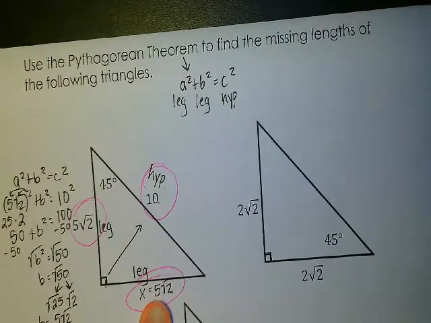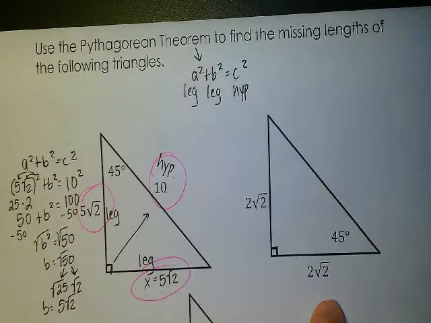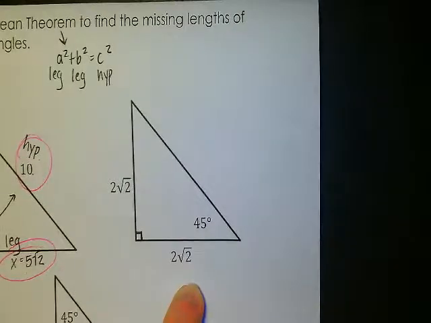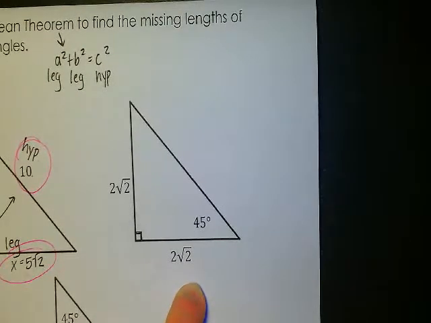Now that we found the missing side on our upper left-hand triangle, let's move to the upper right-hand side. Looking at the upper right-hand side, I want you to take a moment and label which sides are the legs and which side is the hypotenuse. Pause the video if you need to.